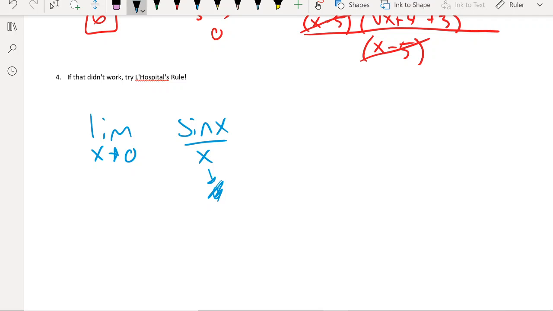In order to know how to do this, you have to know what a derivative is. So this is kind of a cheat method. If you're in pre-calc, you haven't learned derivatives yet, but derivatives are actually very easy to do. So derivatives.